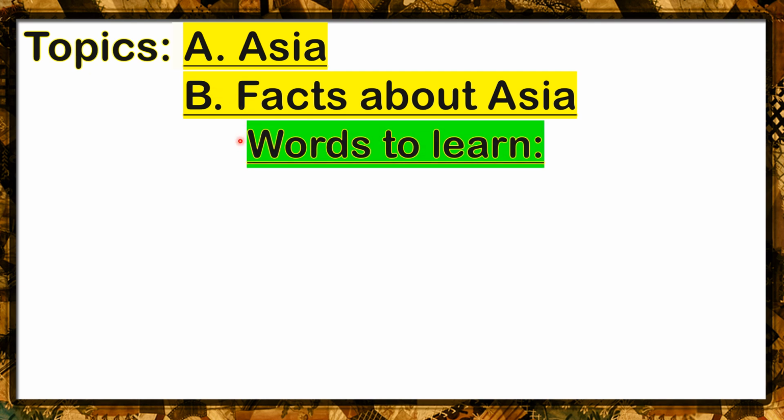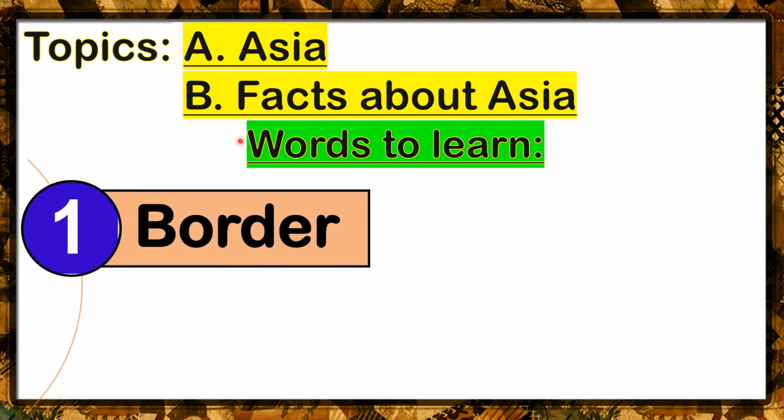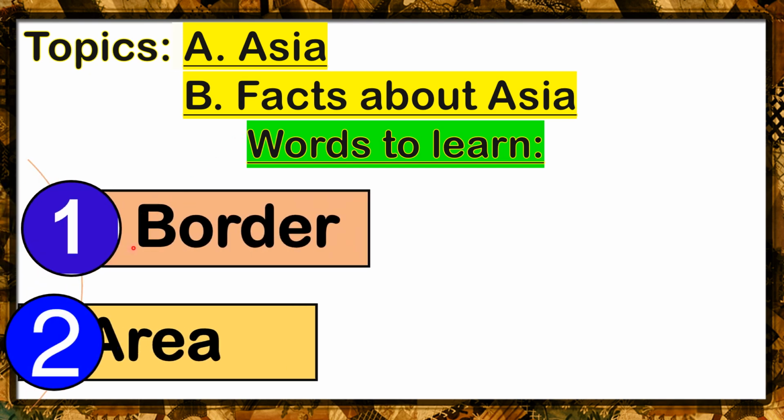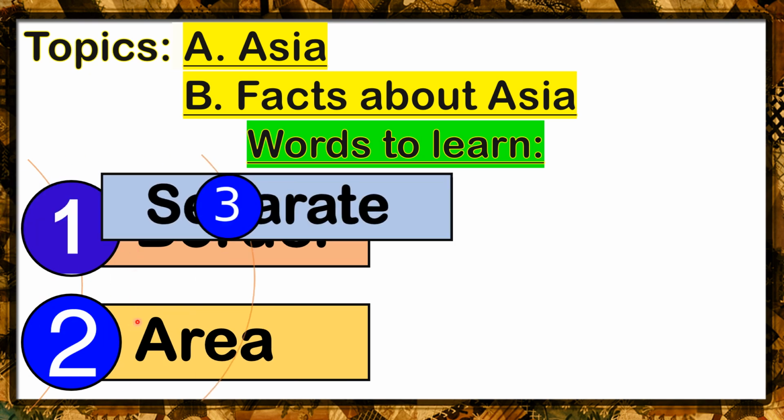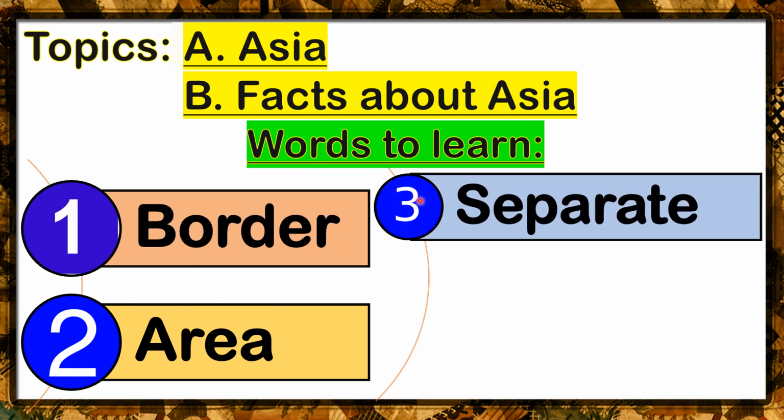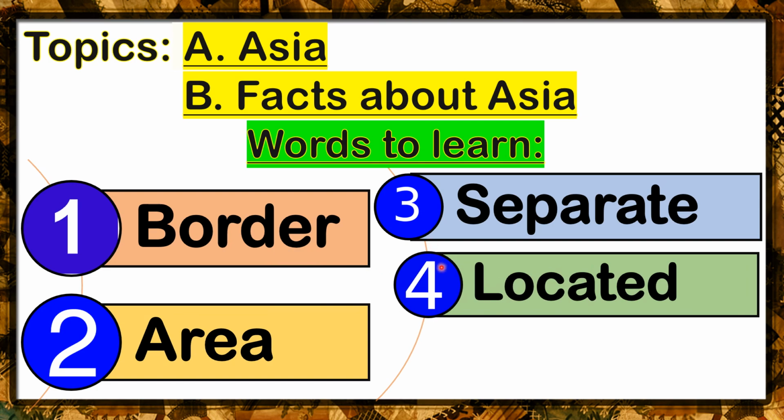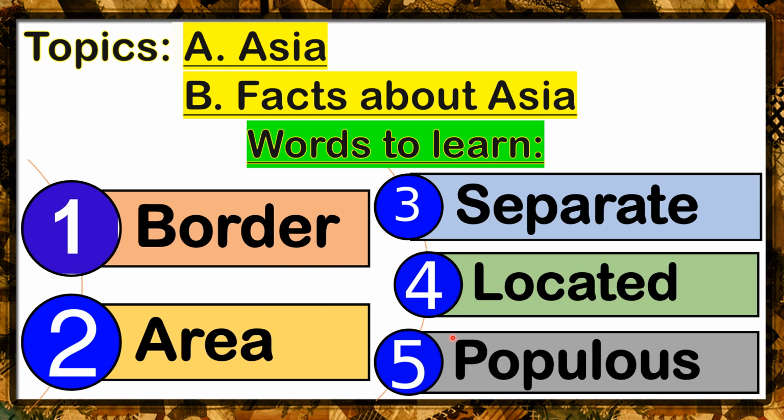Now, these are the following words to learn. Please repeat after me so you can still practice your reading skills and speaking skills even if you're just at home. Are you ready now? Let's start reading. Number 1, border. Number 2, area. Number 3, separate. Number 4, located. And number 5, populous.